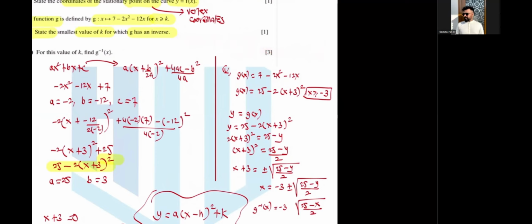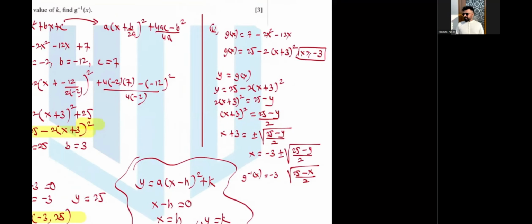And since the domain of gx is that x is greater than or equals to minus 3, therefore, we are going to say that the range of g inverse x is that g inverse x is greater than or equals to minus 3. So we need the outputs of g inverse x to be greater than or equals to minus 3. So obviously in minus 3, we need to add something. So addition sign will come over here. So therefore, I'm going to say that g inverse x is equals to minus 3 plus under root of 25 minus x completely over 2.